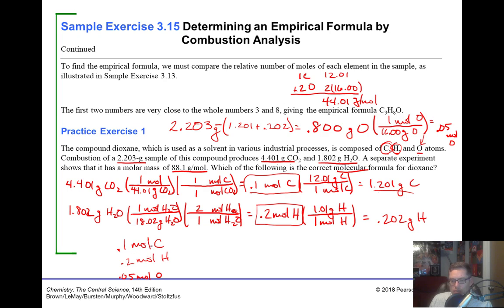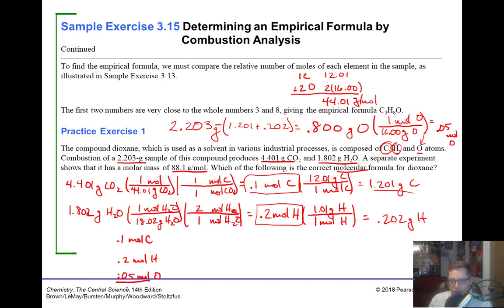All right, now that we've gone percent to mass, mass to mole, now we got to divide by small. So we're going to divide each of these by the smallest. Maybe I need to rewrite this so it's a little easier to see what's going on. All right, let's see if I can write it a little better. So 0.1 moles of carbon, 0.2 moles of hydrogen, and 0.05 moles of oxygen. All right, divide by small.